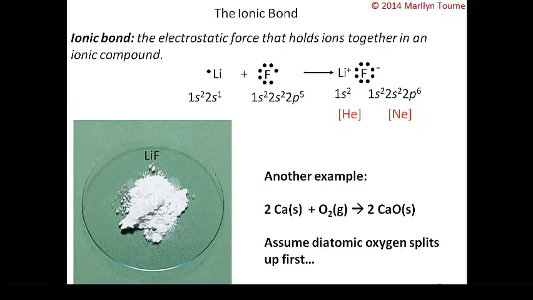So here we have the ionic bond, and we have heard of ionic bonds before, and we know that ionic bonds are transfer of electrons versus covalent bonds, where those are the ones that share electrons.